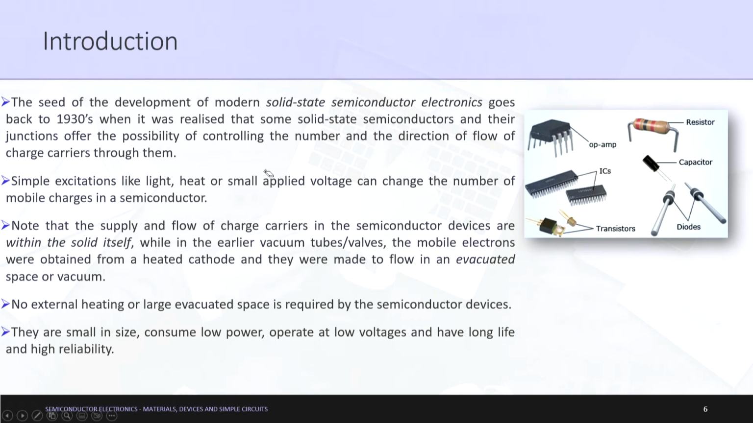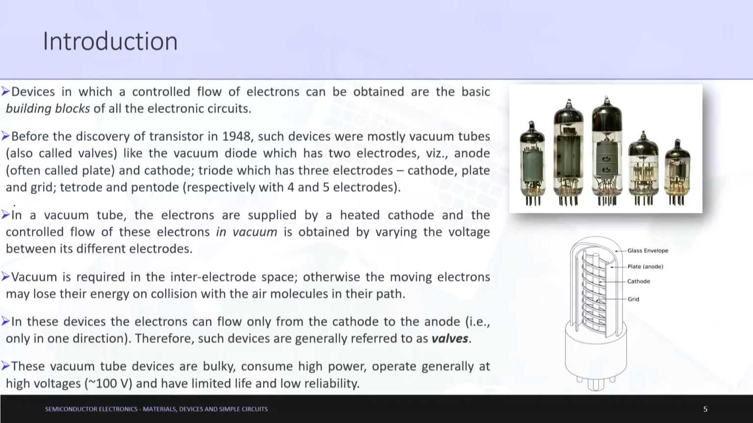Note that the supply and flow of charge carriers in the semiconductor devices are within the solid itself. So basically the passage is in the solid itself. While in the earlier vacuum tubes or valves, the mobile electrons were obtained from a heated cathode and they were made to flow in an evacuated space or vacuum. So in the previous era of vacuum tubes, the electrons were moving in this complete portion.